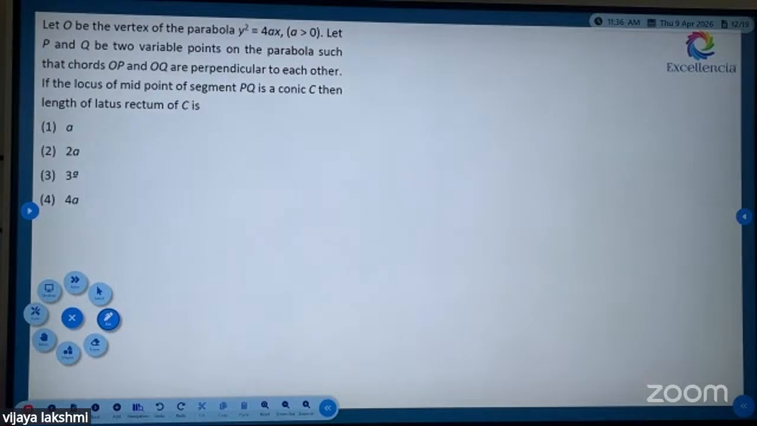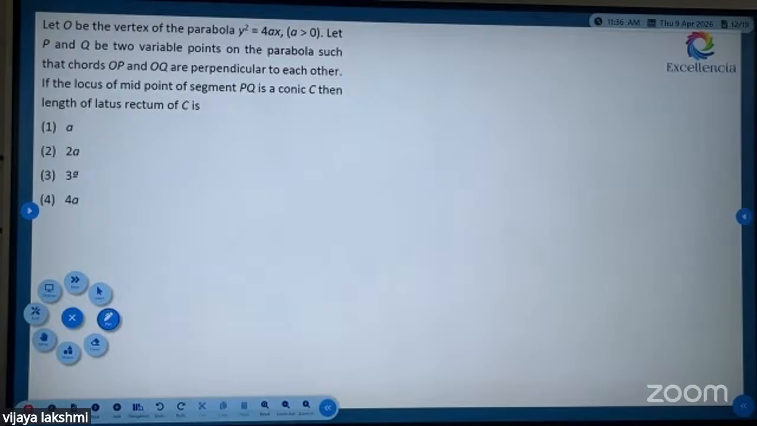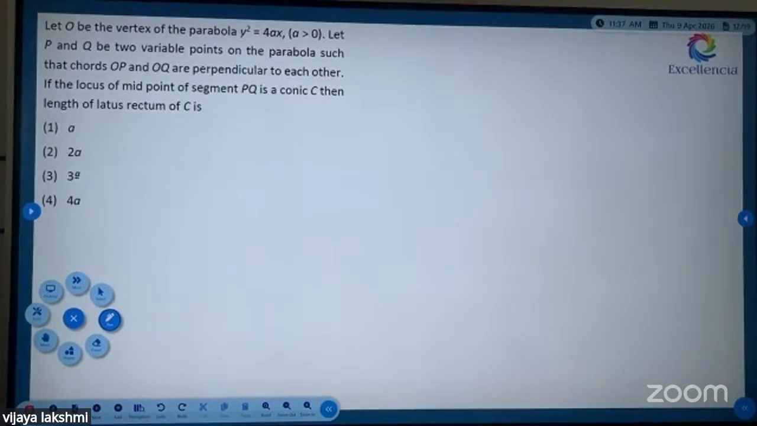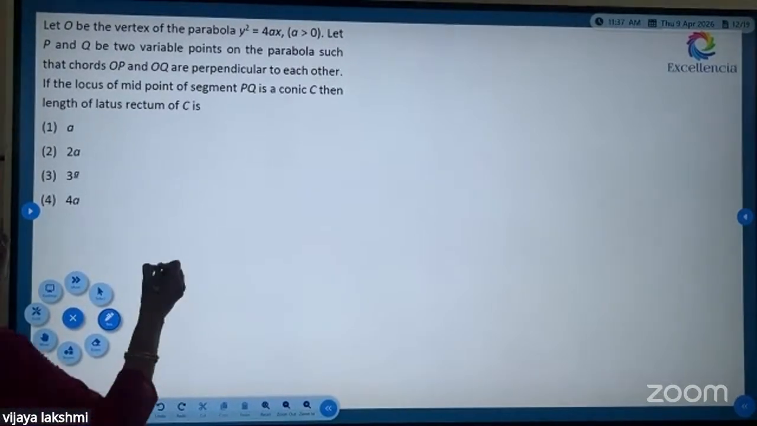Next question we will take it. Let O be the vertex of the parabola y square equal to ax. This is also purely derived from parabola, y square equal to ax, a greater than 0. Let P and Q be two variable points on the parabola such that chords OP and OQ are perpendicular to each other. If the locus of midpoint of segment PQ is a conic C, then the length of latus rectum of C is what.